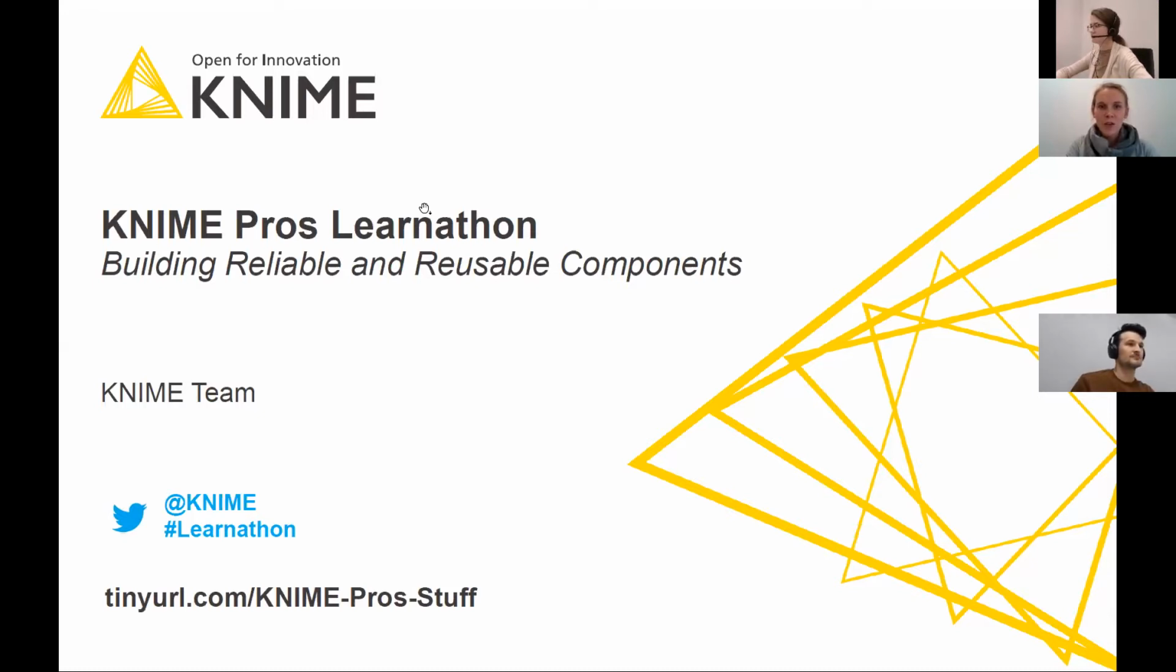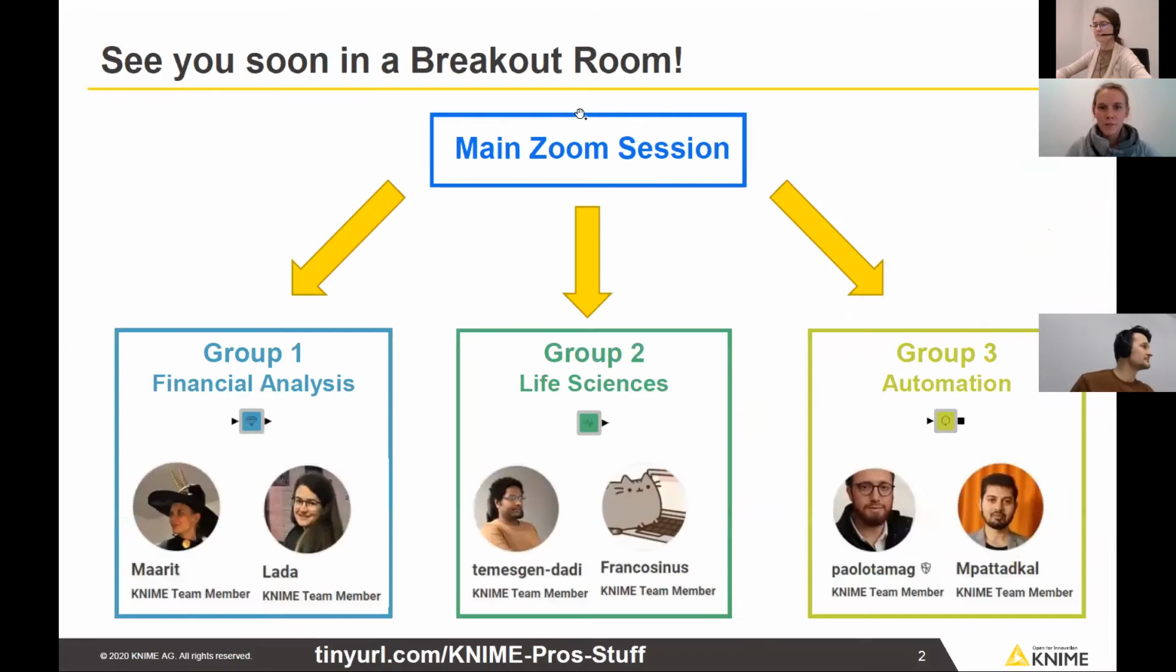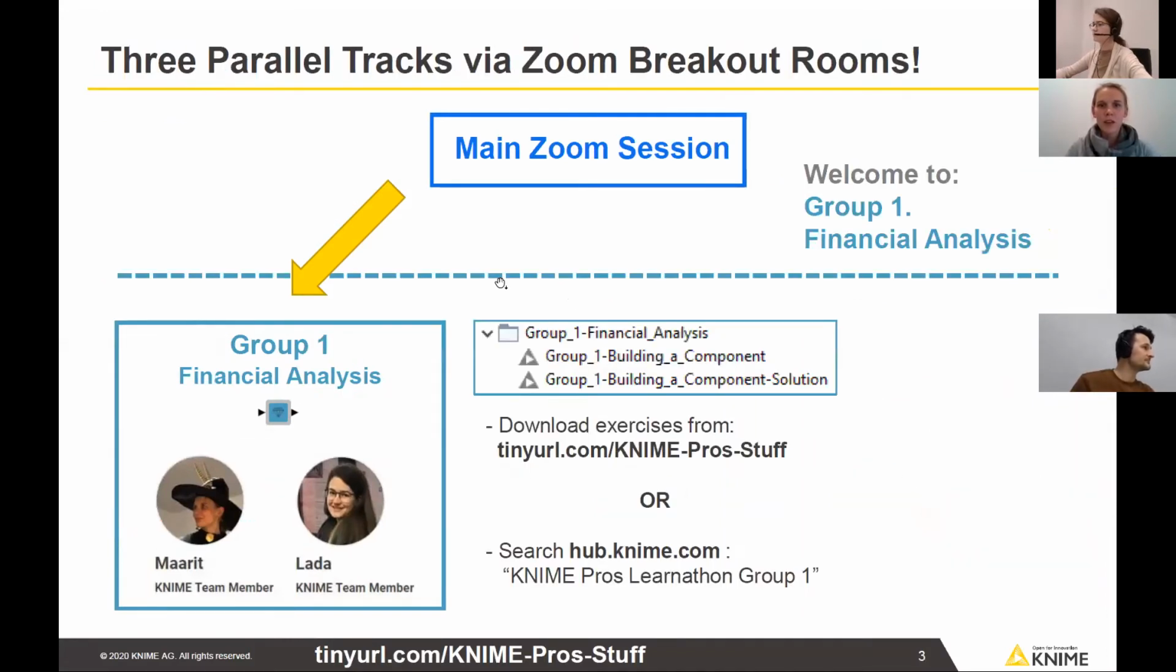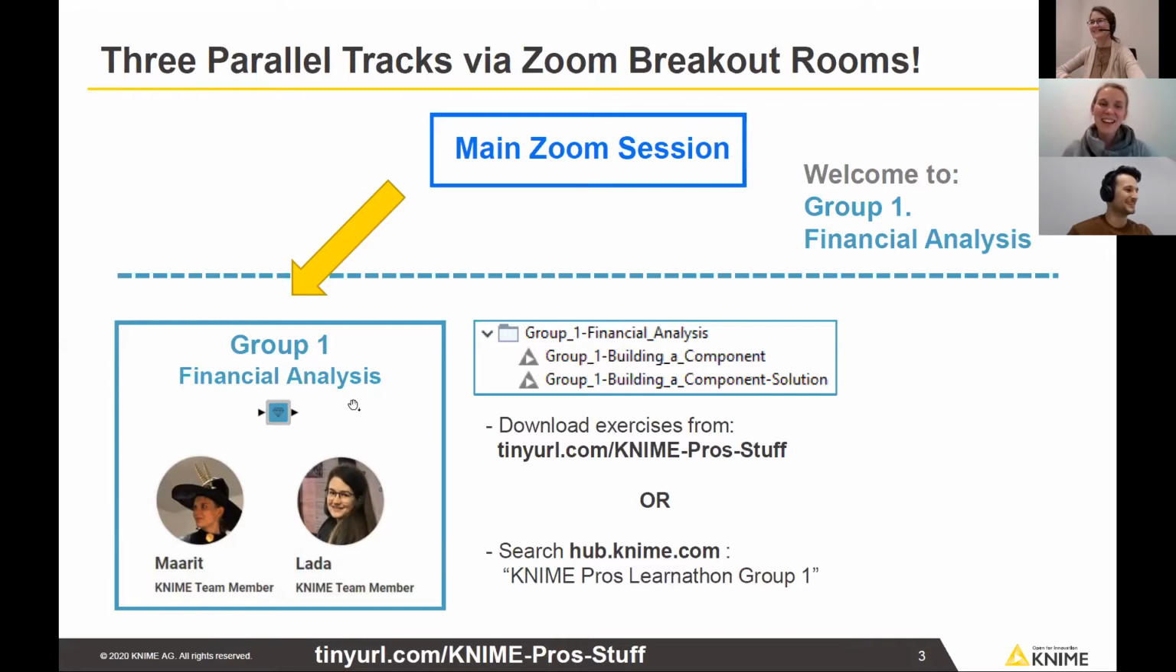Okay, so what are we going to do today? We are in group 1. You will have exercises for building a component for financial analysis. And as helpers today, you have Lada, a data scientist at KNIME. Then we have Felix. Felix is our business analyst at KNIME. Is it correct? Junior, yes. And then I'm Maarit, also a data scientist at KNIME, and we are all authors of the financial analysis components at KNIME. Then I see we also have Anna here, and she's also in the components team.